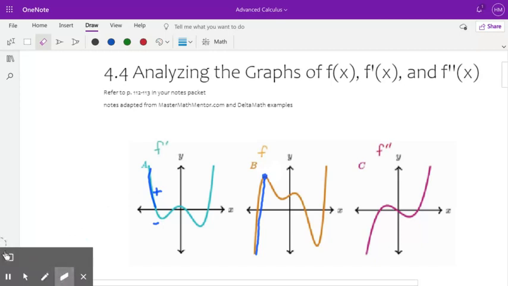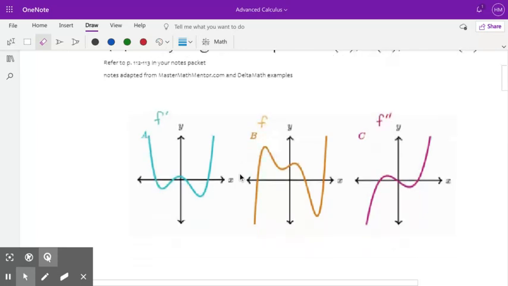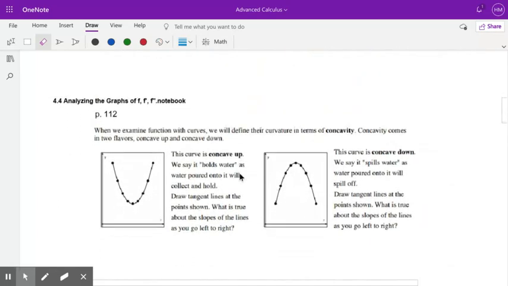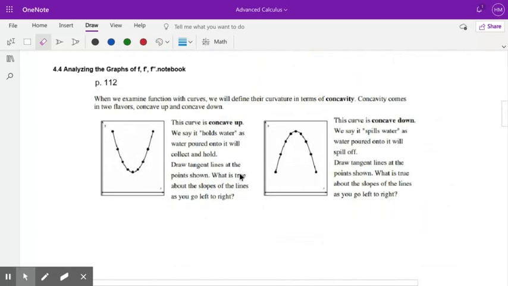So erase everything here. Our new characteristic is going to be concavity. So we'll use the reference in your notebook, page 112, 113, if you want to look and read. It's got good summaries if you want to read it later and take notes later, but page 112, 113 is what we're referring to today. Then we'll pull some examples from Delta Math, because that's what your assignment's like.